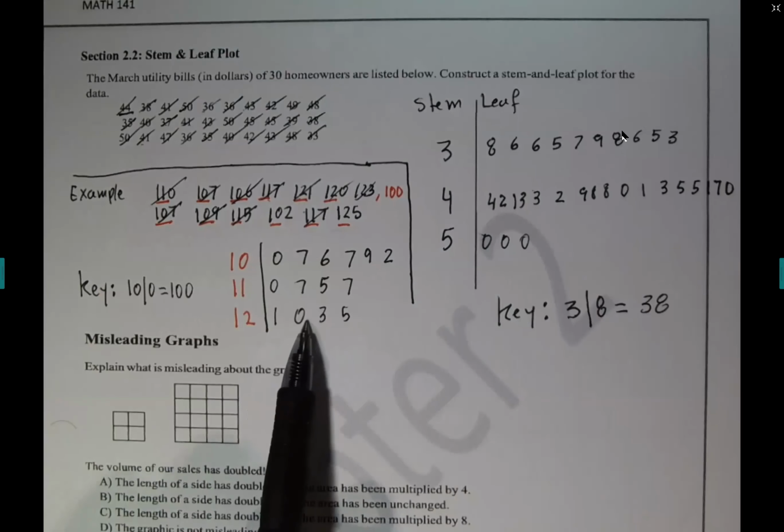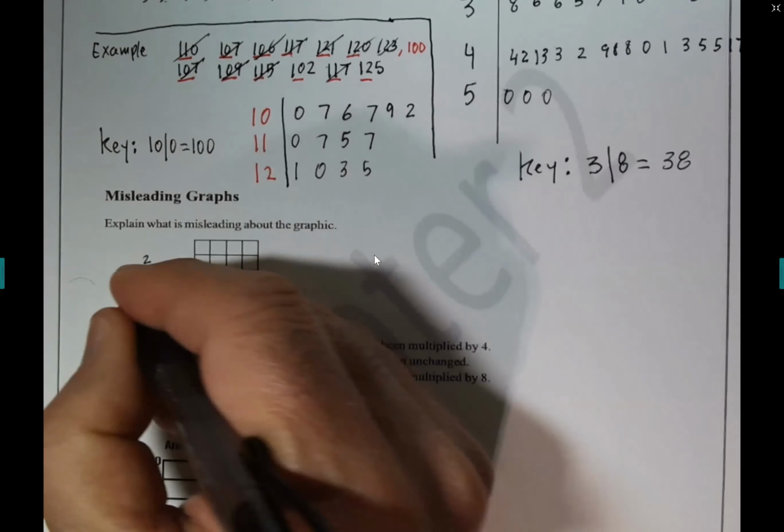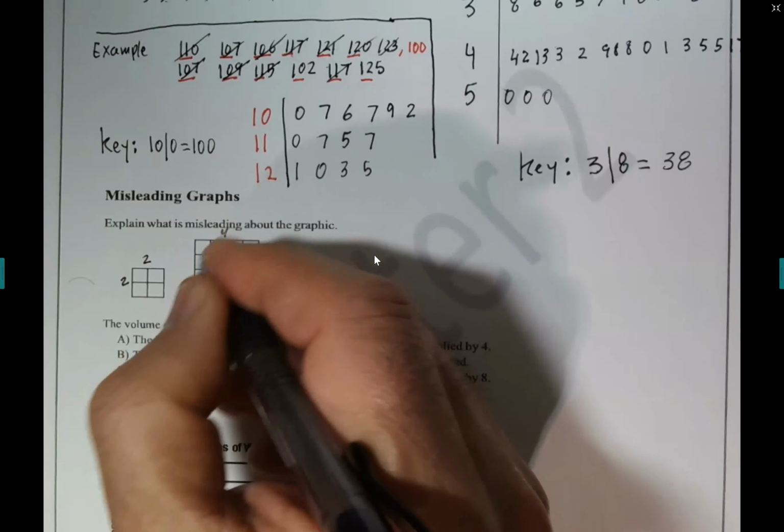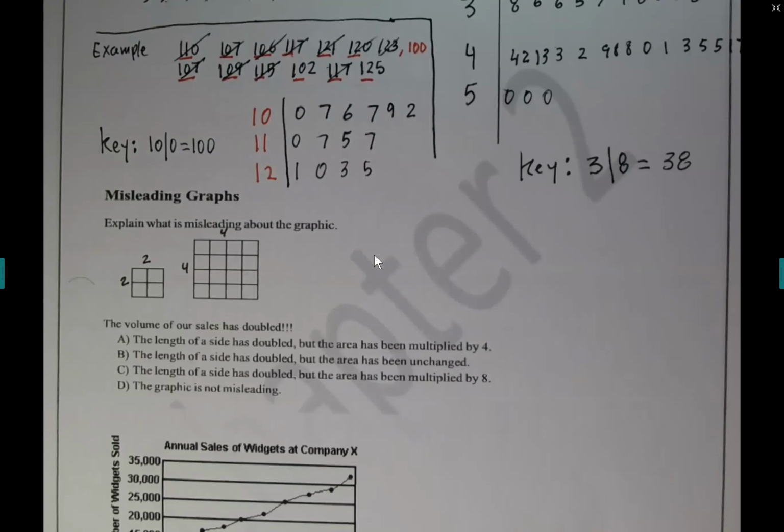What they did, the length was 2 and the width was 2, so they doubled the length. That's a 4, it became a 4x4, but that's very misleading, guys, because it looks like it quadrupled. That's right. You are correct. That's a quadrupled. I have 4 boxes here. Now I have 16. That's misleading.